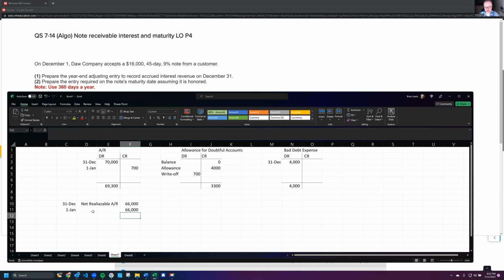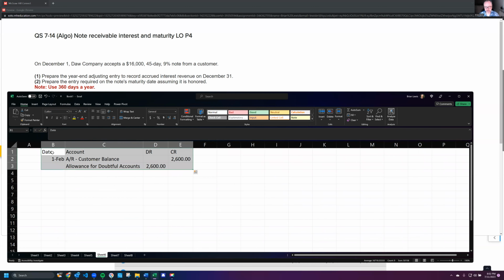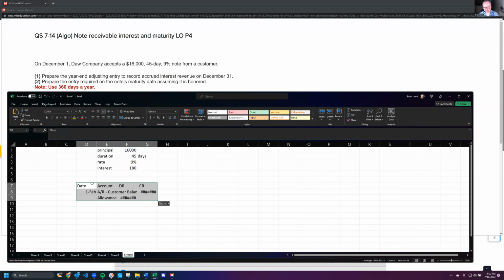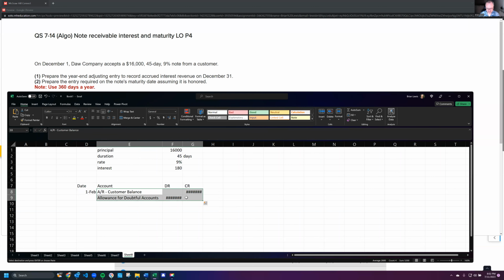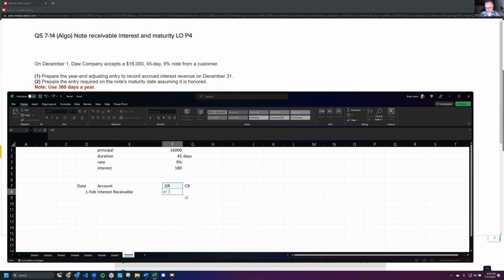So go back to my journal entries. Where's my journal entry? Got one here. That's easy. Copy. Paste it over here. Make this bigger. Okay. Now let's just take this. So accrued interest. So this is going to be a receivable, what is called interest receivable. Okay, and that's going to be the 180.